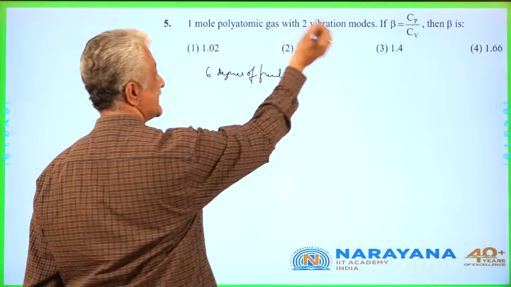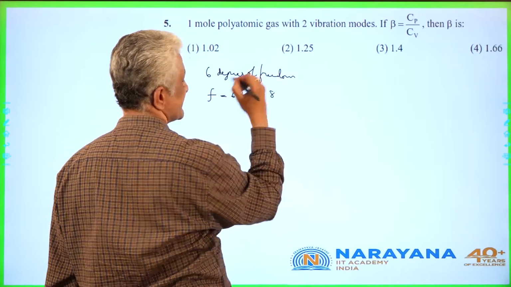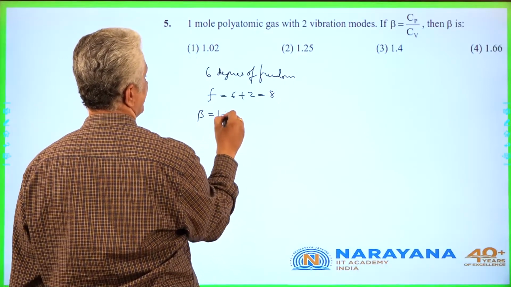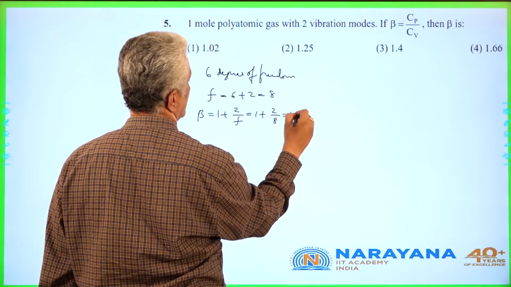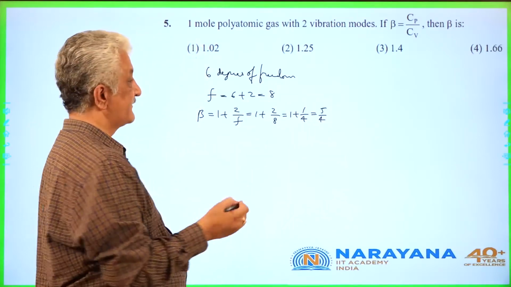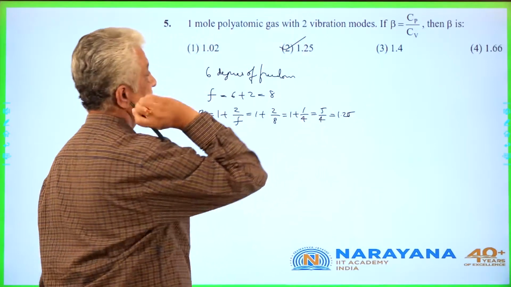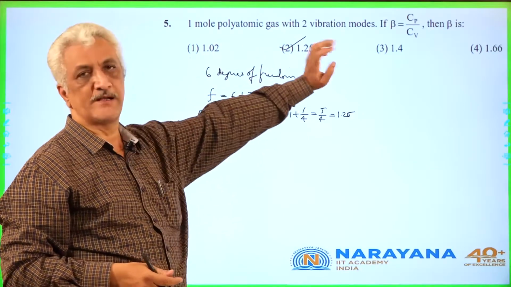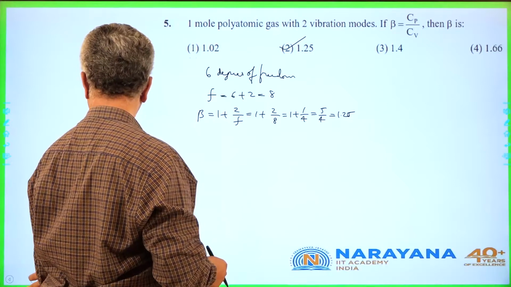Apart from this, 2 more degrees of freedom are there. So total degrees of freedom is 6 plus 2, nothing but 8 degrees of freedom. Then beta, which is Cp by Cv, has the direct formula 1 plus 2 by F. That is 1 plus 2 by 8, 1 plus 1 by 4, nothing but 5 by 4, and 5 by 4 is 1.25. So the correct answer is 1.25. Very easy question, in the case of thermodynamics, in the case of polyatomic gas. That is the fifth one. Next, sixth one.